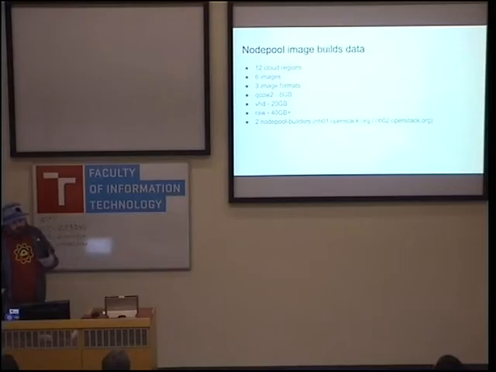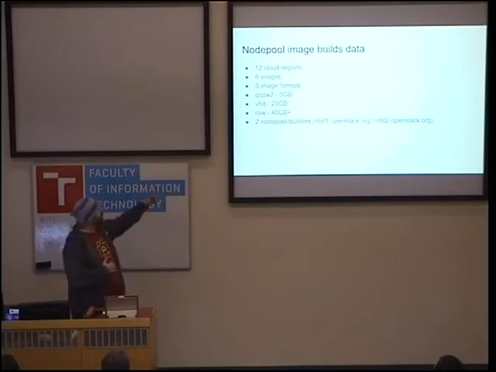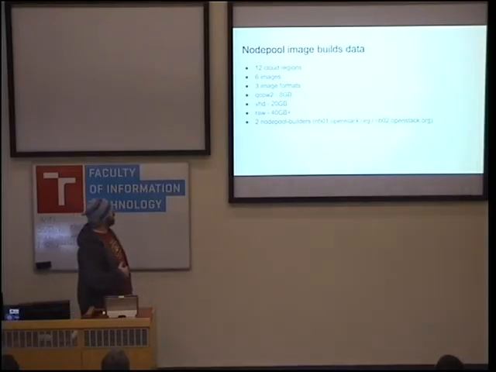So very quickly, some Node Pool image data stats. We have 12 regions. We have 6 images that we build today: 3 Ubuntu, 2 CentOS, a Fedora 25, and a Debian Jessie. These are the formats that we build: QCOW2, VHDs, which are needed for Rackspace, and then raw images, because sometimes clouds just need a raw image for their Glance backend. And then basically two dedicated builders, Node Pool builders.